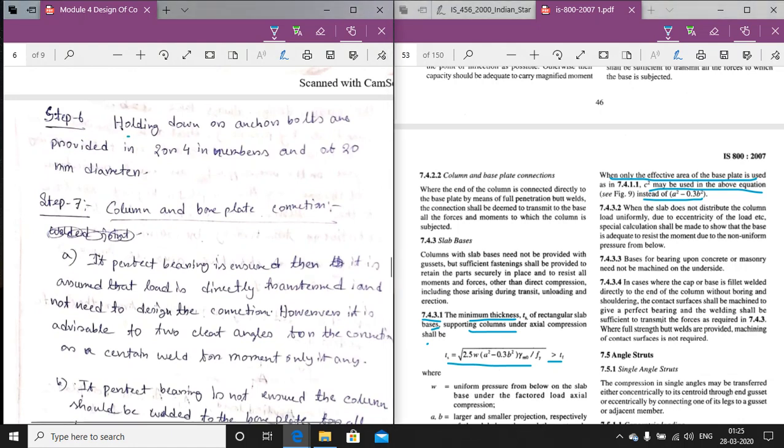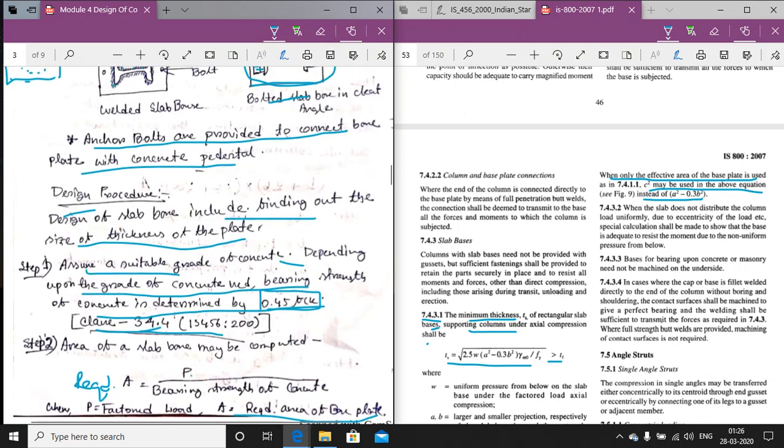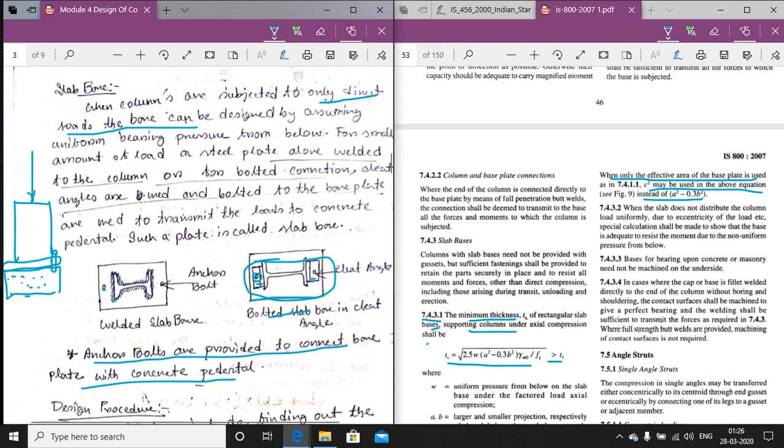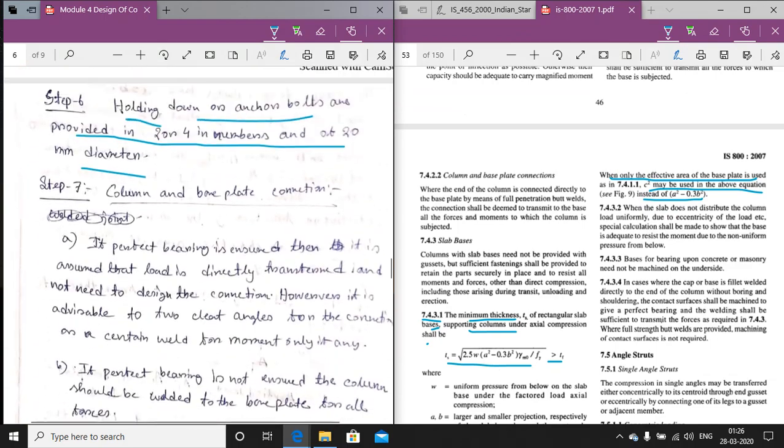Generally holding down bolts, okay, holding down bolts mean anchor bolts. Holding down bolts or anchor bolts are provided in 2 or 4 numbers and of 20 mm diameter. Generally 2 numbers if the direct load is applied, and 4 numbers if the load value is very much higher. What is an anchor bolt? I have discussed that with you, these are the anchor bolts. So anchor bolts, 2 or 4 in number, will be provided as per the requirement.